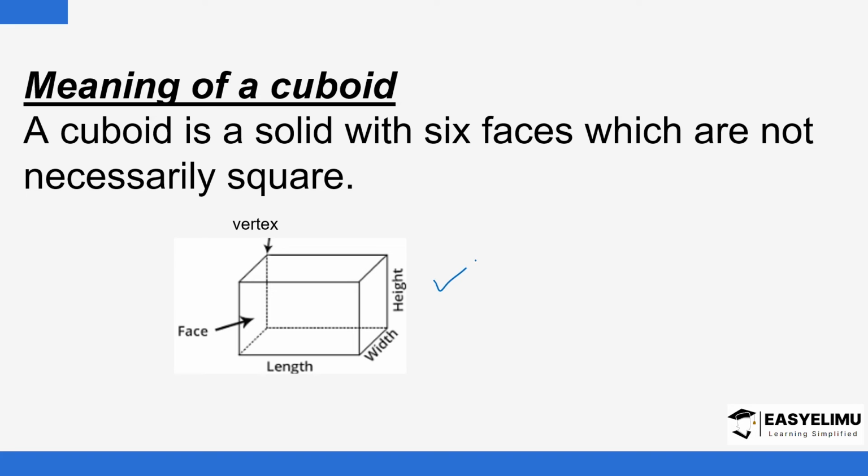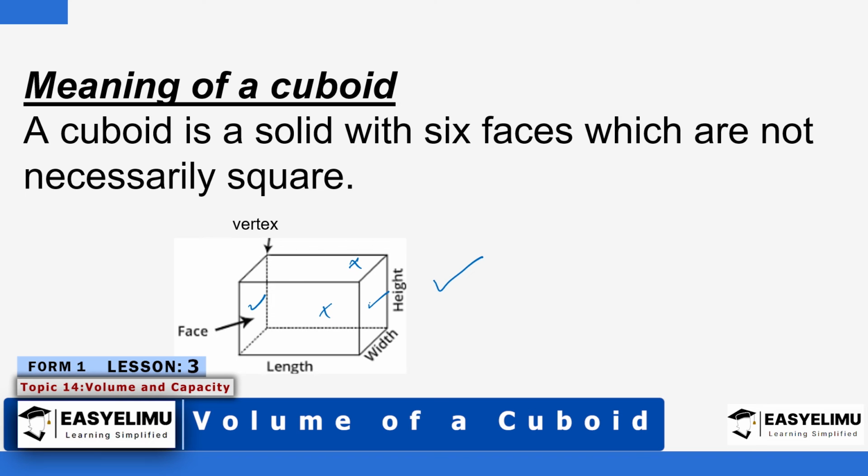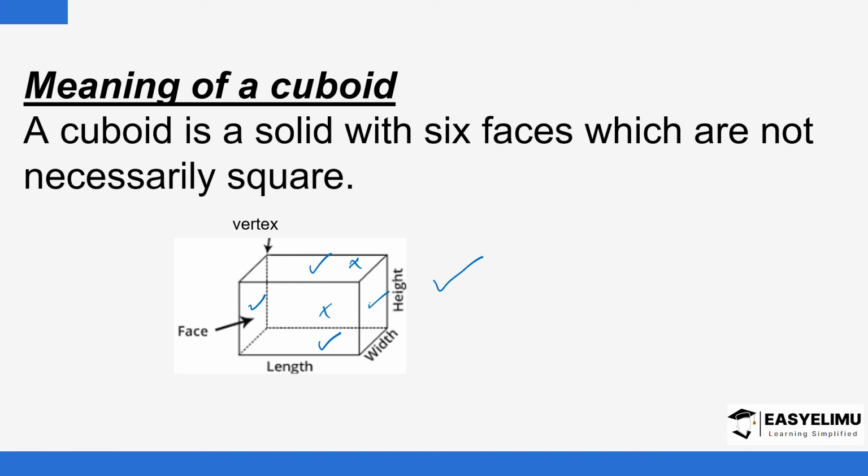Such a figure is what we call a cuboid. It has a few characteristics of opposite faces being equal in size. So this face and the other face, we also have this one here and the other face on the other side being equal. There is also the base being equal to the top face. So a basic description of a cuboid is a solid with 6 faces which are not necessarily the same.